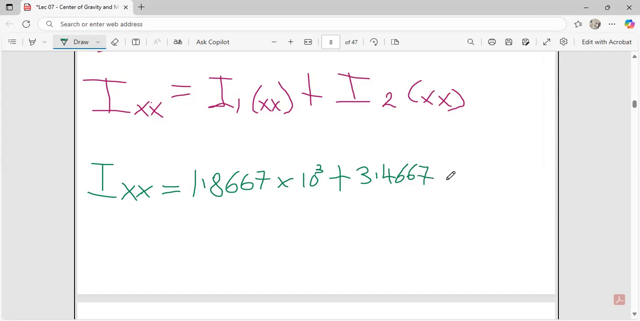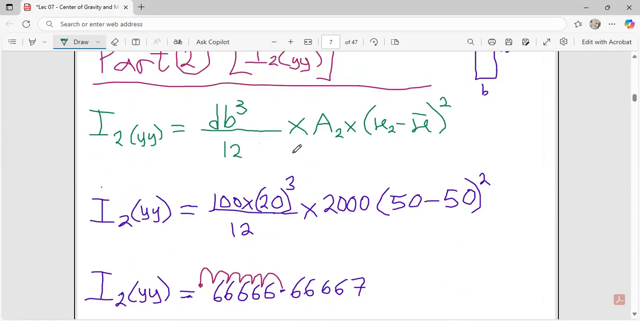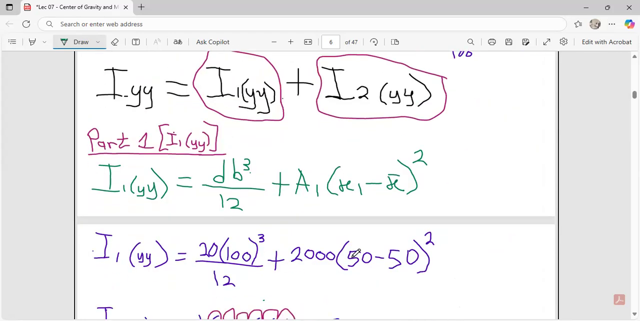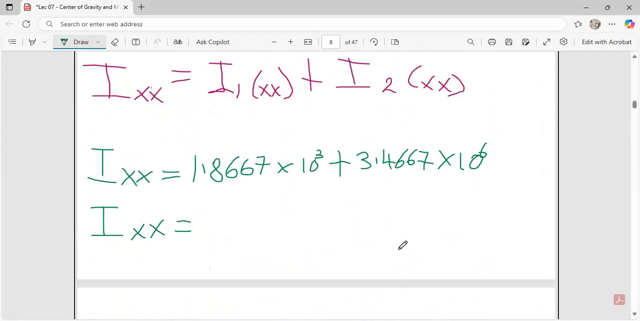3.4667 times 10 exponent 6. So finally, our answer is going to be equal to this. Let's punch this on the calculator together. And the part 2 that I'm talking about, the answer I just showed, this is it over here.